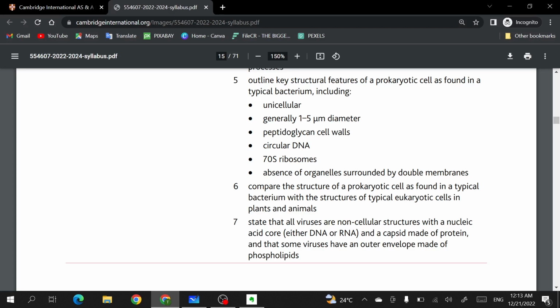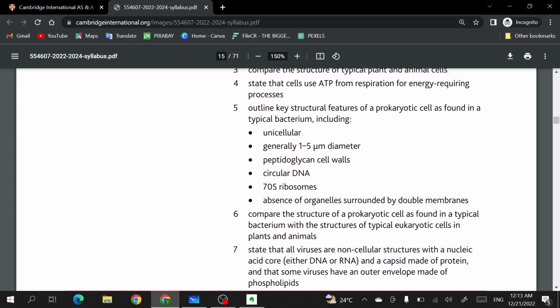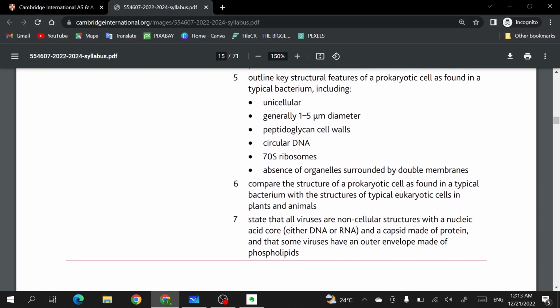You need to know that the prokaryotic cell is found in a typical bacterium. They are unicellular, 1 to 5 micrometers in diameter, with a peptidoglycan cell wall, circular DNA, 70S ribosomes, and an absence of organelles. So this is just about prokaryotes. We need to know that prokaryotes are bacteria. Just think of bacteria when you are asked about prokaryotes.